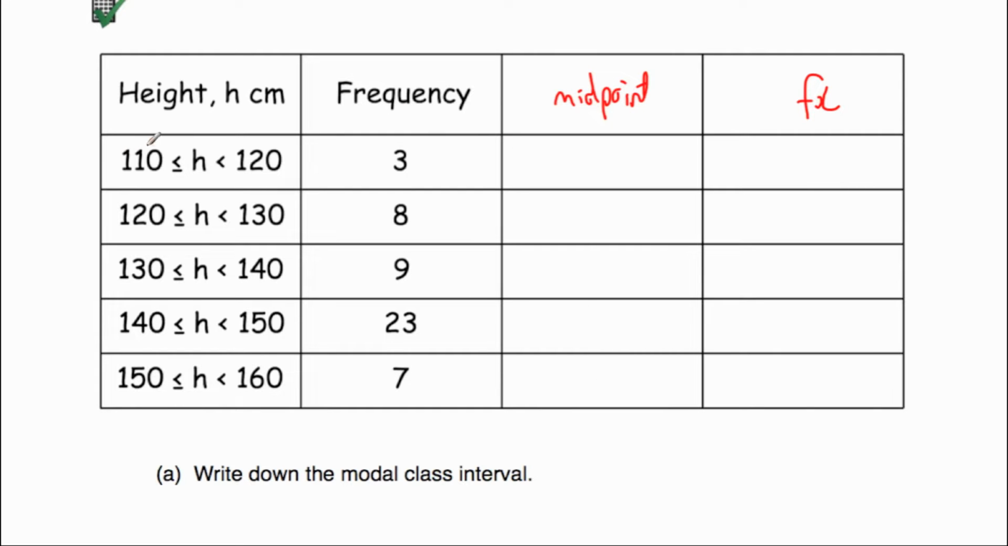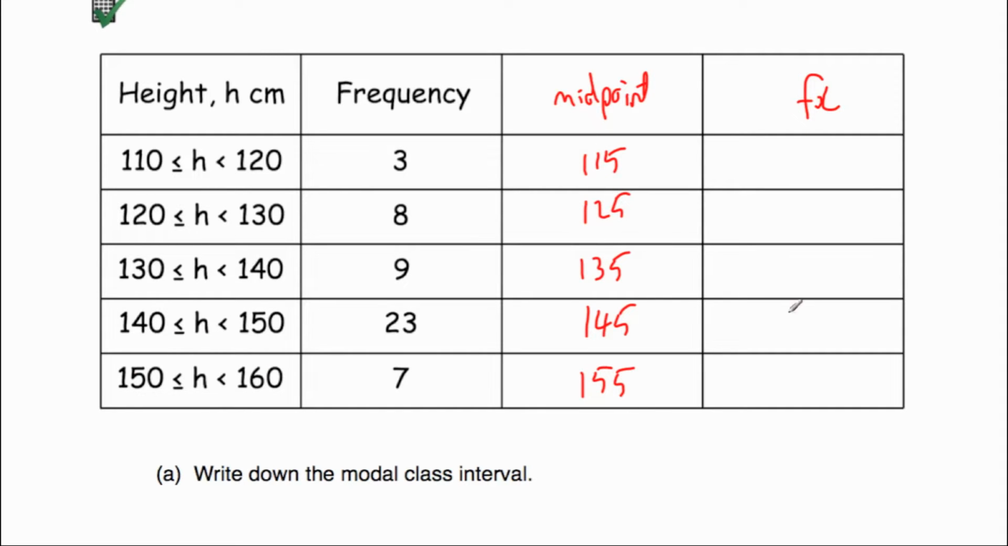Our midpoints are, well, between 110 and 120 will be 115. Between 120 and 130 would be 125. Between 130 and 140 would be 135. The midpoint of 140 and 150 would be 145, and the midpoint of 150 and 160 would be 155. So we've got our midpoints.